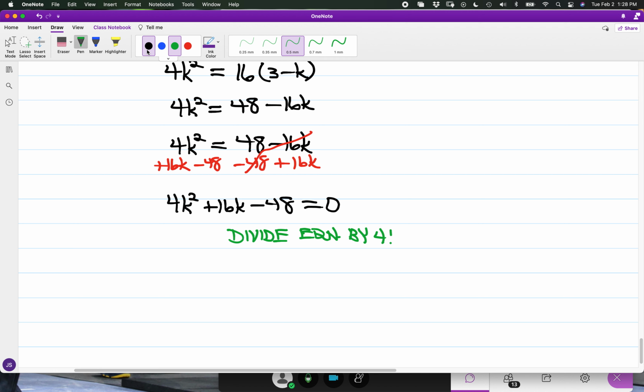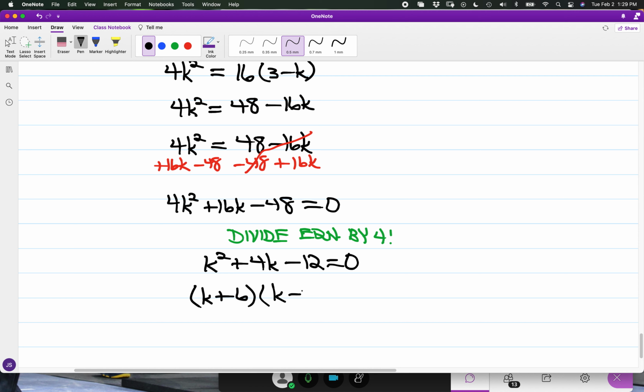So if I divide the equation by 4, I'm going to have k squared plus 4k minus 12 equals 0. And looking at factoring, I have the quantity k plus 6 times k minus 2 is equal to 0.